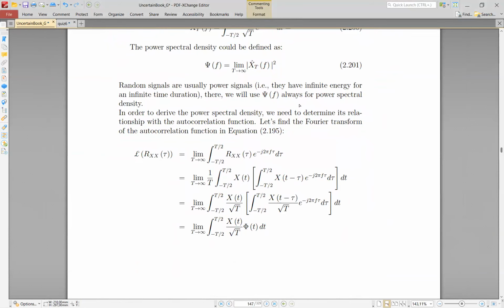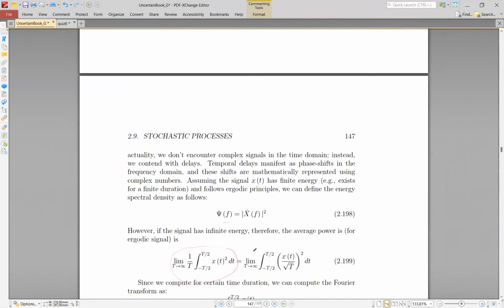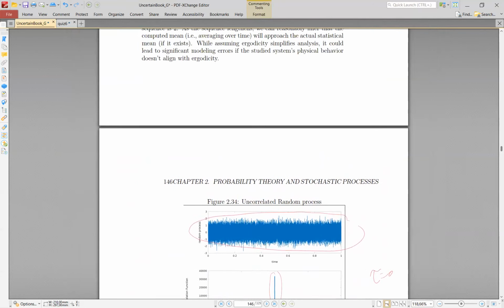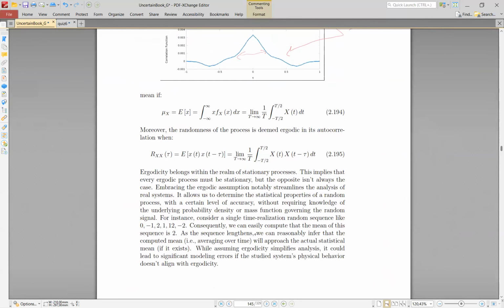Now if you take the Fourier transform of Rxx of tau, you just substitute here: Rxx of tau times e to the minus j2 pi f tau. It is just the Fourier transform. Now what is Rxx of tau if we are ergodic? For an ergodic signal, Rxx of tau is given here. It is just the averaging of the signal over 2 time instances delayed by tau, the average in the time domain. This is valid if and only if the signal is ergodic.